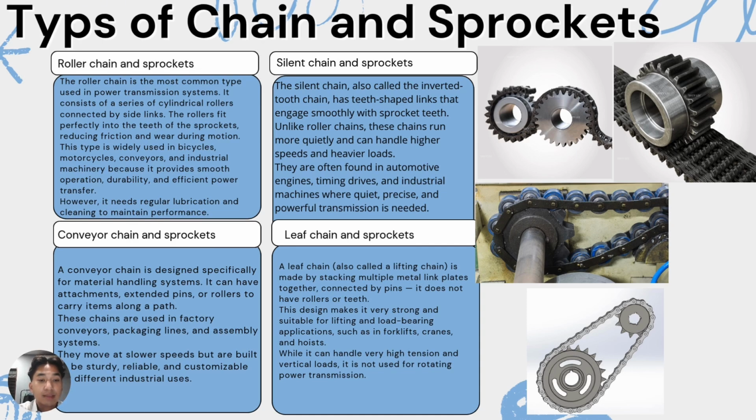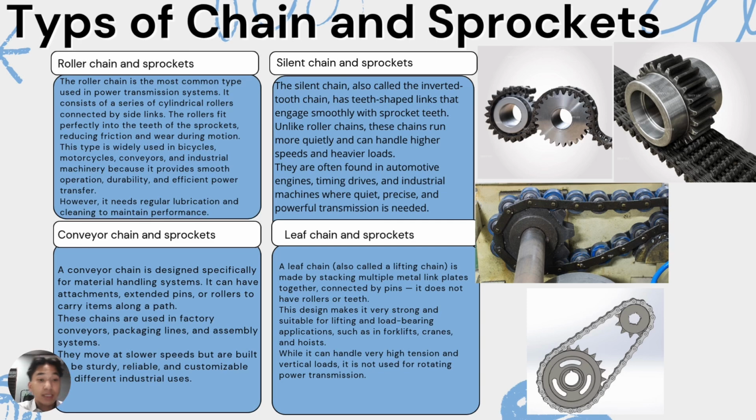The next one is leaf chain and sprockets. The leaf chain, also called a lifting chain, is made by stacking multiple metal link plates together, connected by pins. It does not have rollers or teeth. This design makes it very strong and suitable for lifting and load-bearing applications such as lifts, cranes, and hoists.